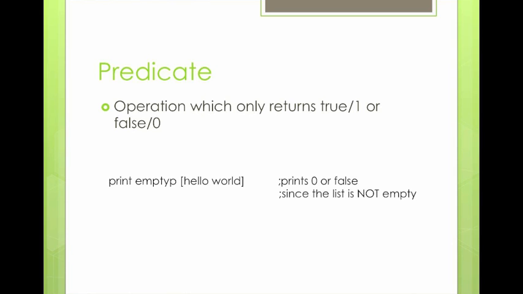Here is an example of what a predicate looks like. Remember that a predicate is an operation which returns only true or false. Here is an example of the predicate emptyp. Now, it is common practice for predicates to end with the letter p at the end of their name. So, emptyp is a predicate which returns true if the given list is empty and false otherwise. So now, here we have a statement, print emptyp [hello world], and it will print false since the list is not empty.